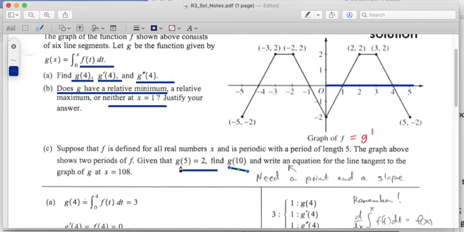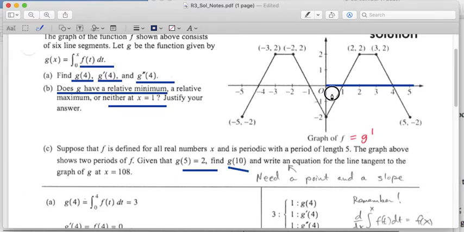What would that mean? G of 5, well, it's not on this graph. It's not negative 2 because this isn't the graph of g. This is the graph of g prime. What's the meaning of g? How's it defined? Well, g of 5 would be the area under this graph from 0 to 5.